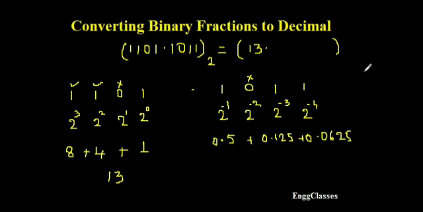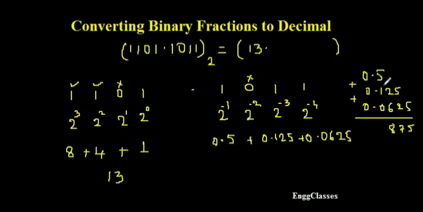So I'll add up all those things. First I'll write 0.5, then 0.125, then 0.0625. I have to add up all these three numbers. So here I'll get 5. 5 plus 2 is 7. 6 plus 2 is 8. 1 plus 5 is 6. So this is the decimal equivalent. I'll write it here: 13.6875.